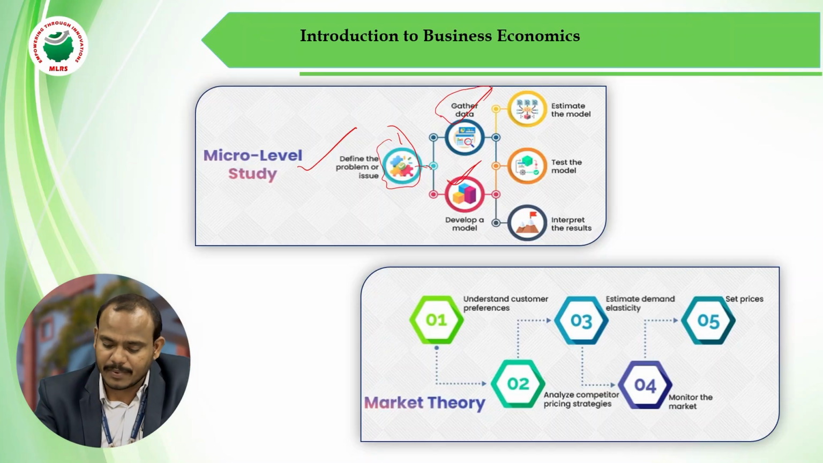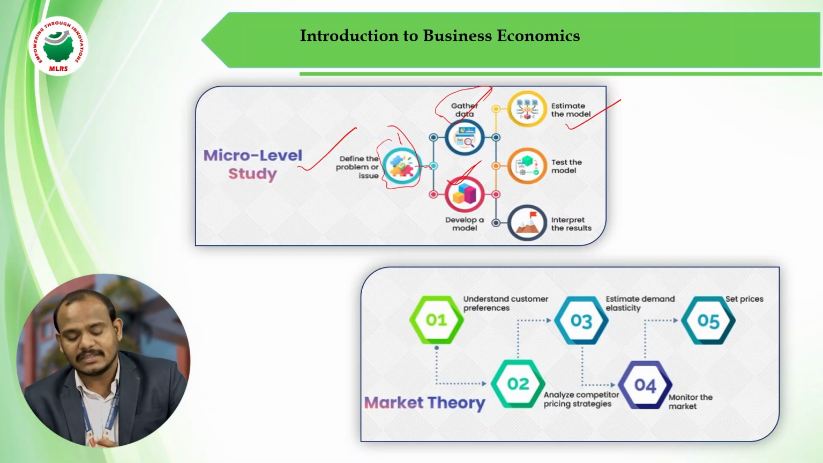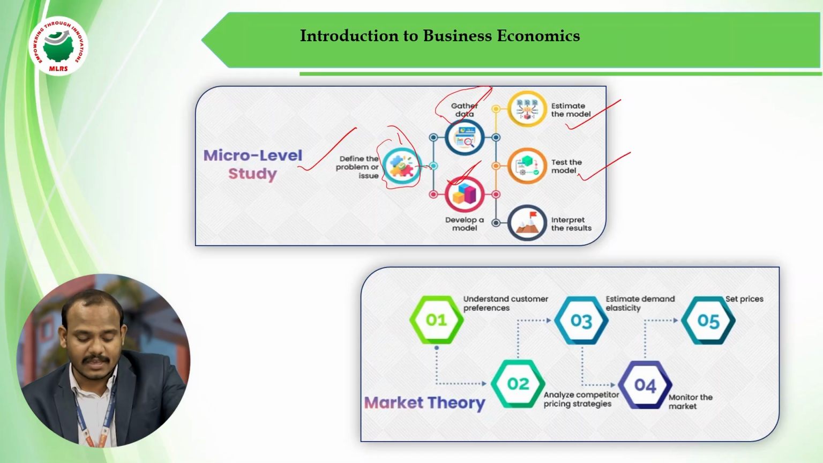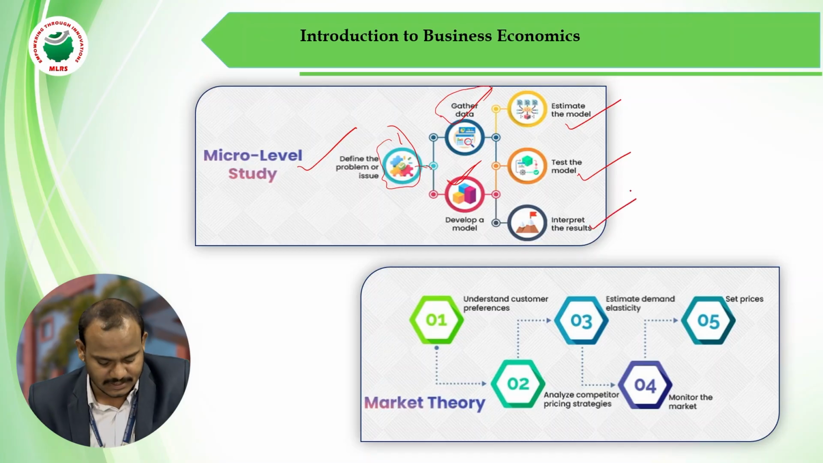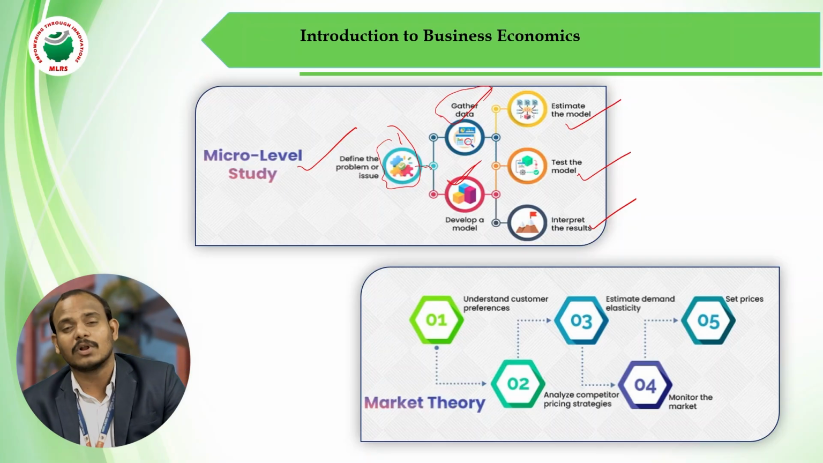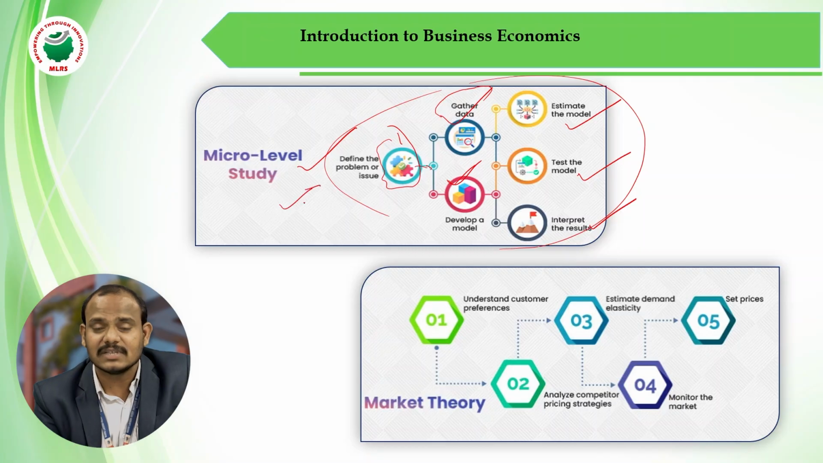The fourth step is estimate the model. It involves quantifying the relationship using the gathered data. The next one is test the model: check the accuracy and reliability. This ensures the model can predict or explain the problem correctly. And finally, interpret the results. This step involves drawing meaningful conclusions and making recommendations based on what the model shows. So this is the process in the micro level study.